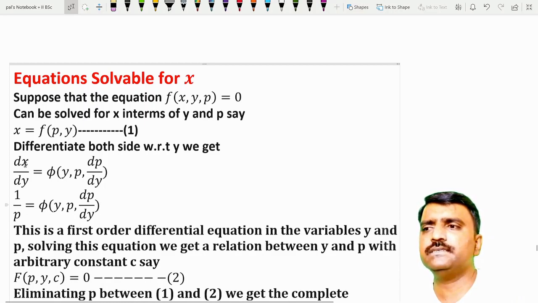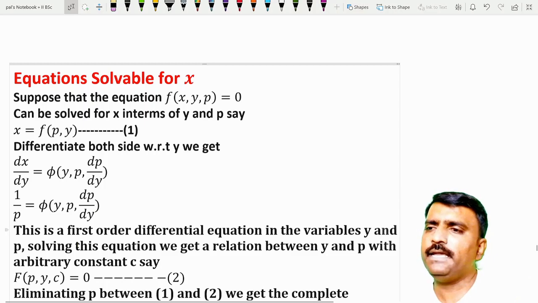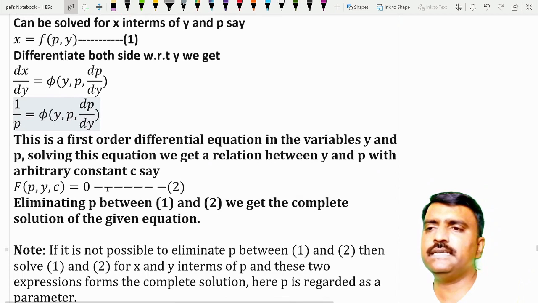What is dx by dy? Dx by dy can be written as 1 by p. So 1 by p is equal to phi of y, p and dp by dy. Again, this is a first order differential equation with variables y and p. After that you solve that equation. Solving this equation we get the relation between y and p. So that is equation 2.